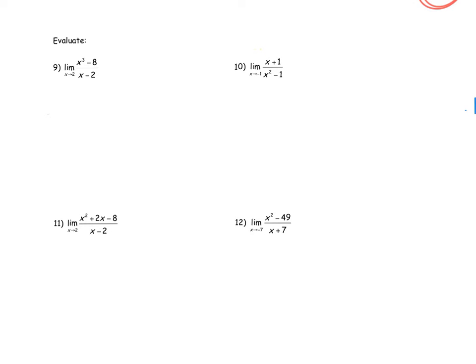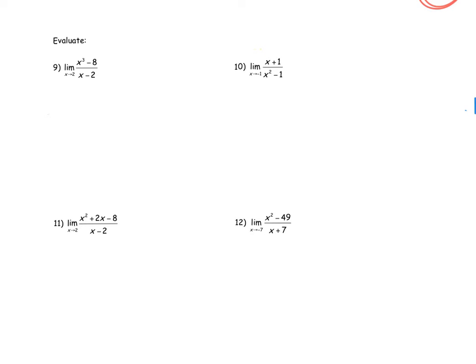So I'm going to plug directly in for question 10. We're plugging in -1. So I'll have -1 plus 1 over (-1) squared minus 1. And I get 0 over 0. Because I can't have that happen, I'm going to factor wherever I can.